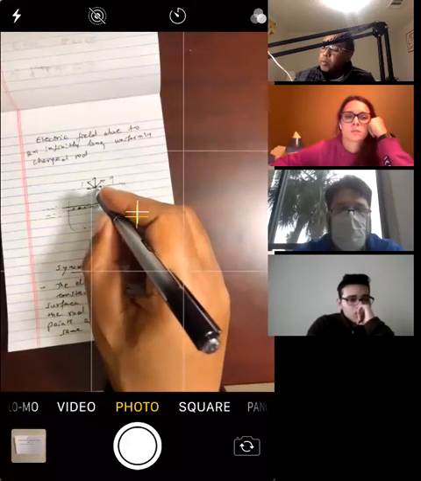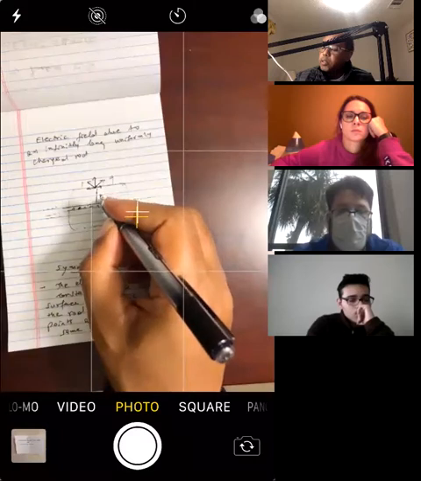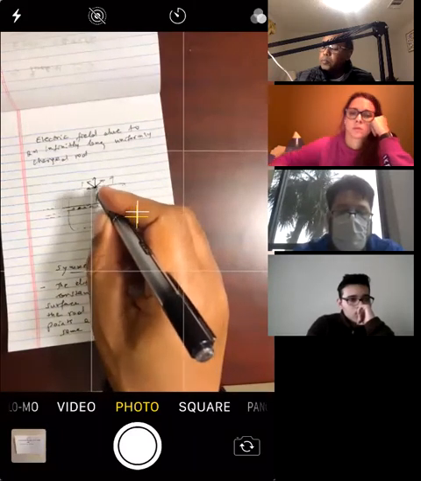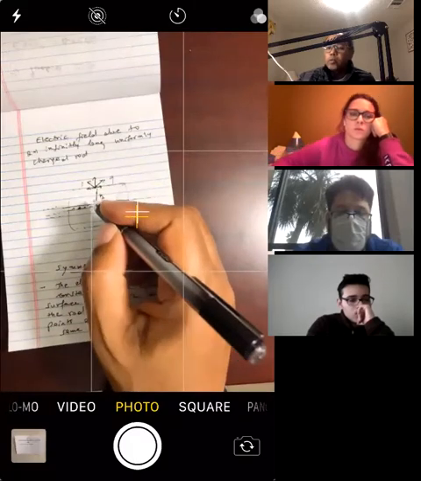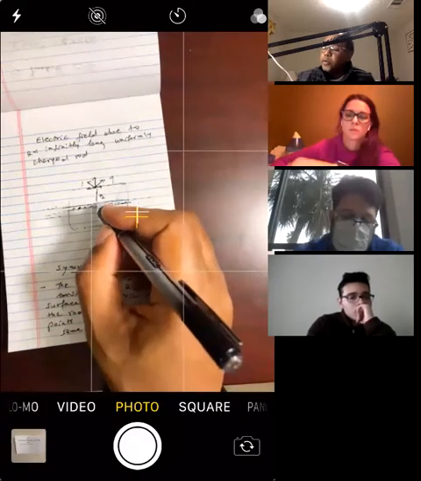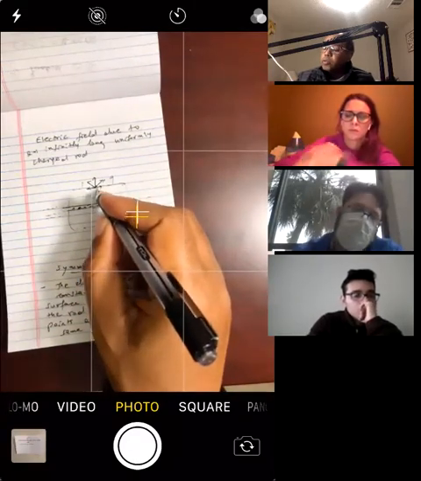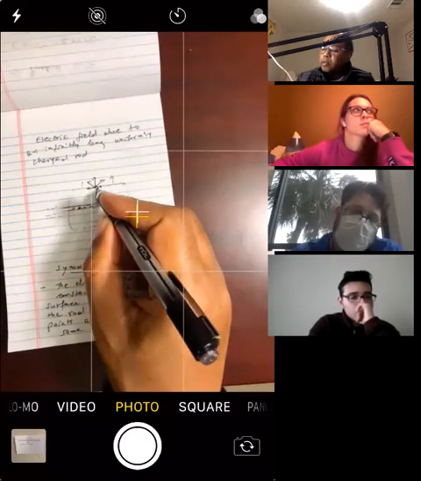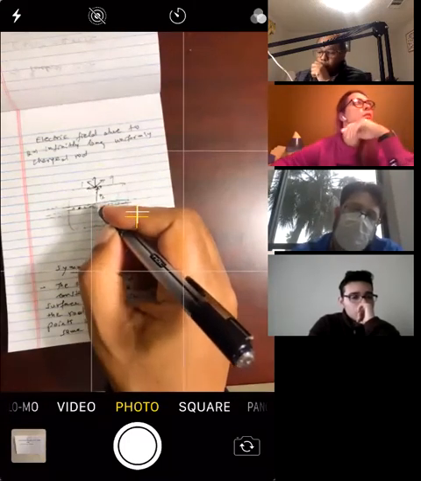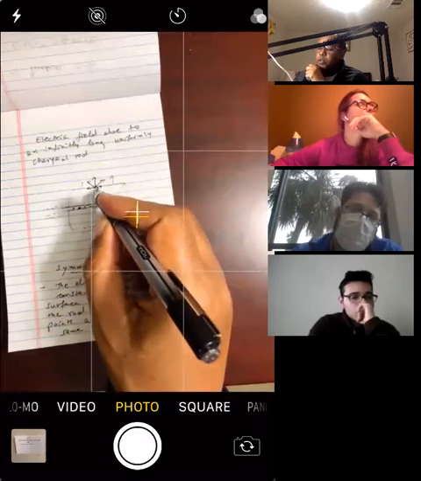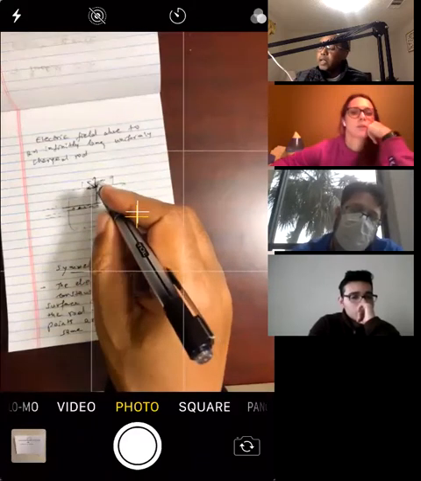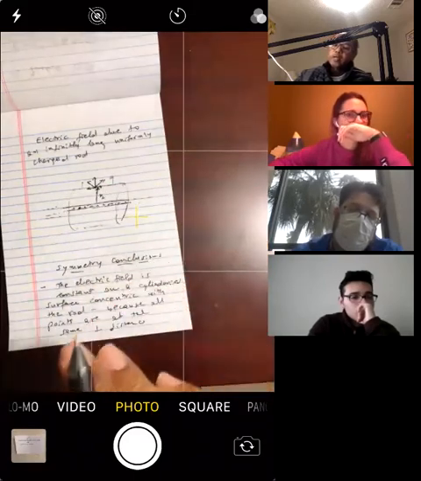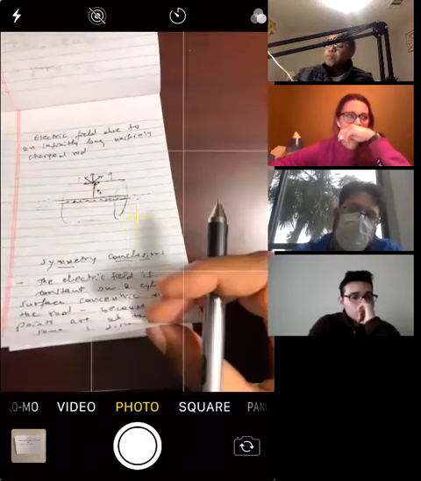So let me call this r perpendicular, which is the perpendicular distance between the rod and all the points on the cylinder. Now the direction of the electric field is in the direction of this vector, the vector from the rod to the point, the perpendicular vector. So we can say the field is in the direction of r perpendicular.